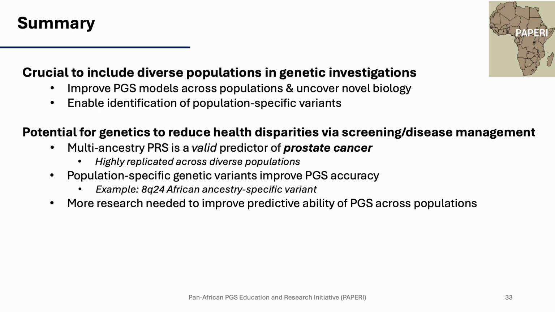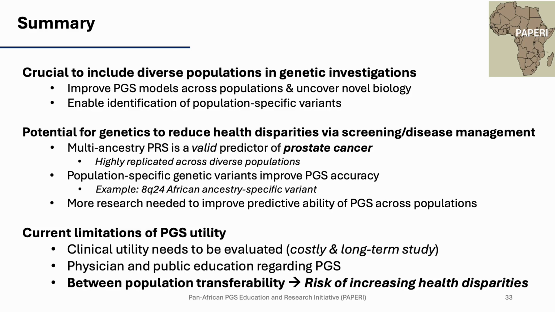But more research is needed to improve the predictive ability of PGS across populations. In most examples of PRS that we look at, we often see that there's lowest predictive ability in African ancestry populations, and that really demonstrates the need to improve and increase the sample sizes of representation of African ancestry populations in our discovery GWAS used to develop these PRS.